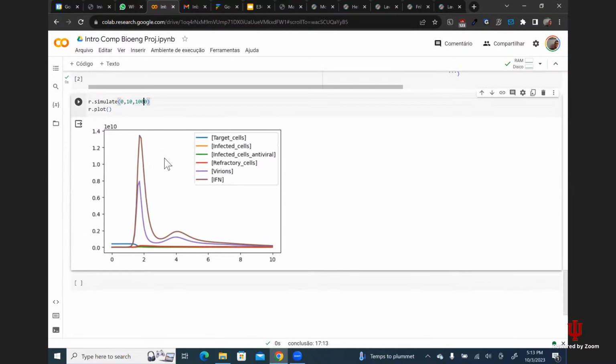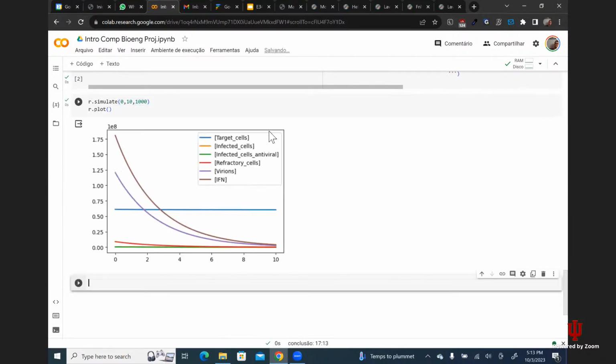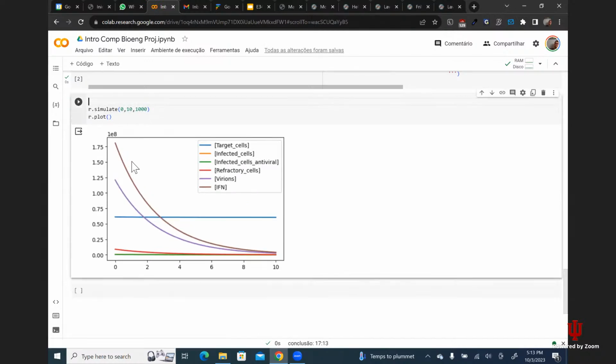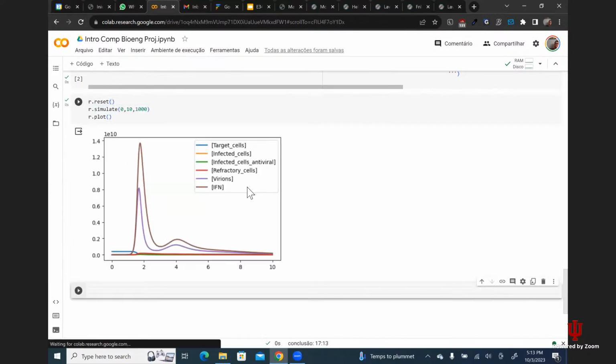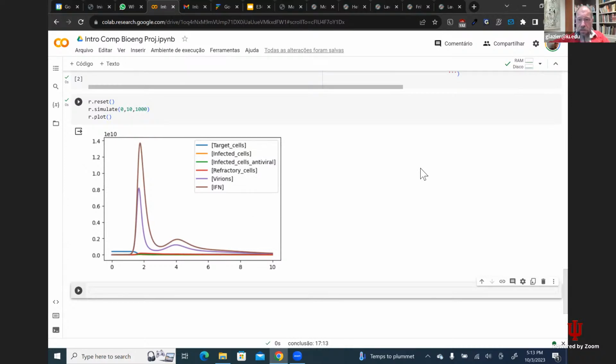So this is viral infection. Oh, all right. I have to reload. It's reset. There you go. Interesting. Infected cells. It's pretty powerful, this method.